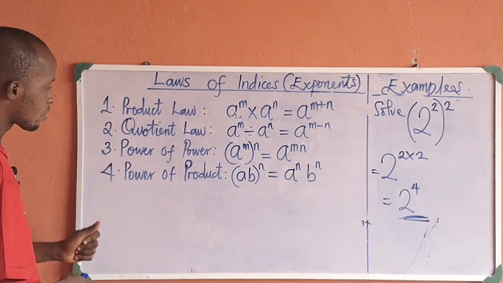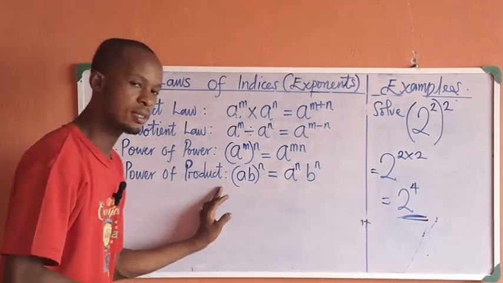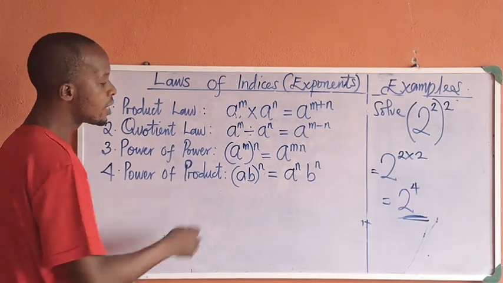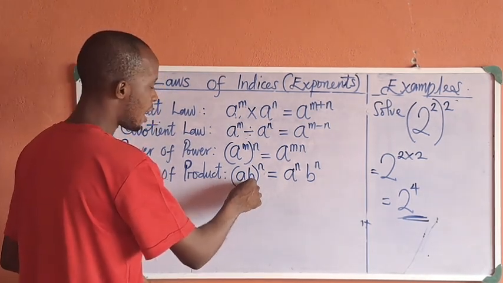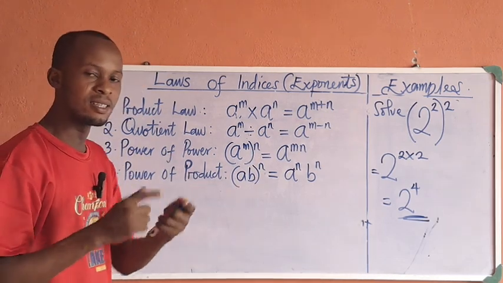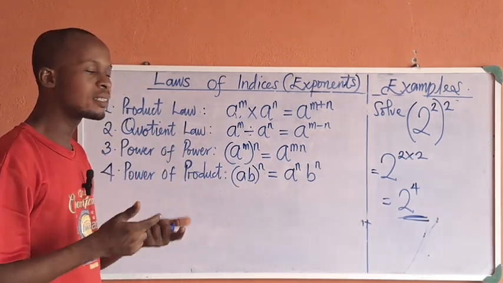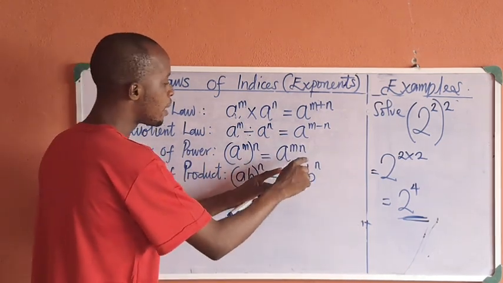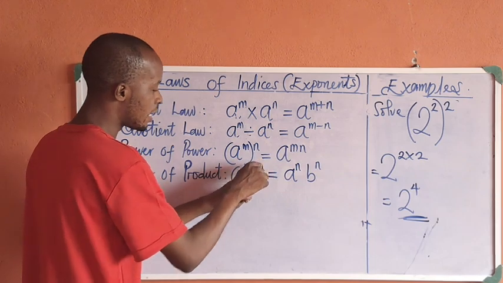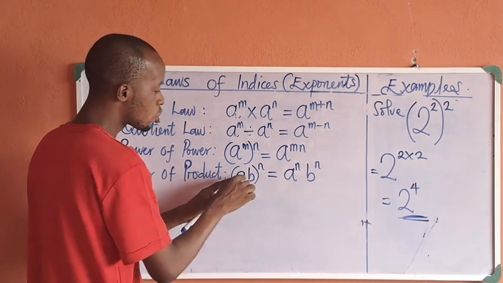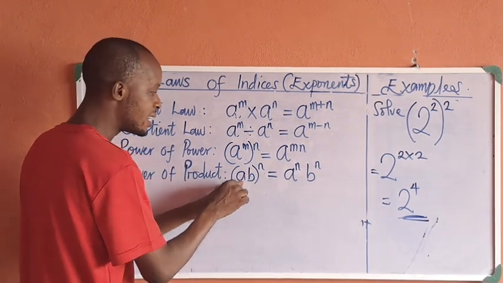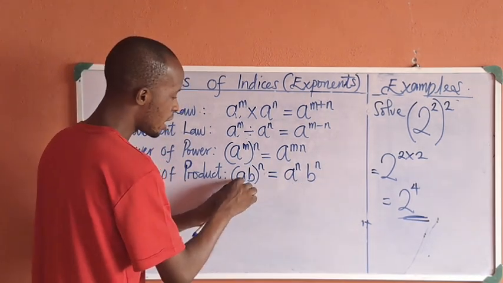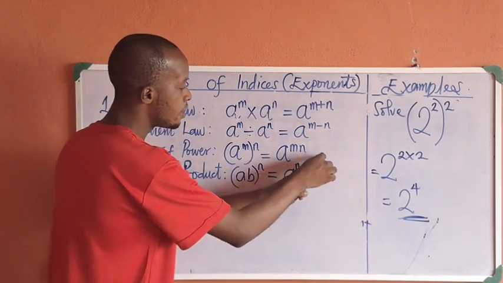Okay, I move to the fourth law. The fourth law is called the power of products. This simply states that if you are given 2 numbers and the 2 numbers are in parentheses, in brackets, and the 2 numbers have a power of n, as in this case outside, it simply means A has power of n and also B has the power of n. So A and B have right to this power. So that is why you see us separate it in this way. A having the power of n and B having the power of n.